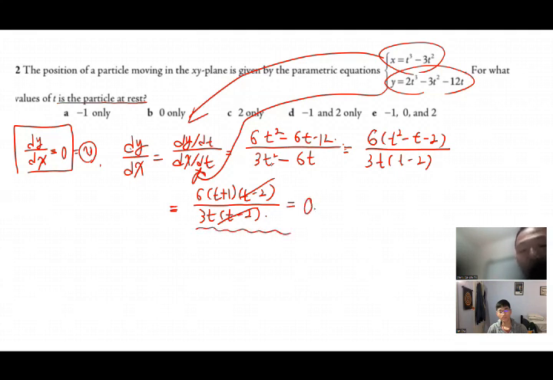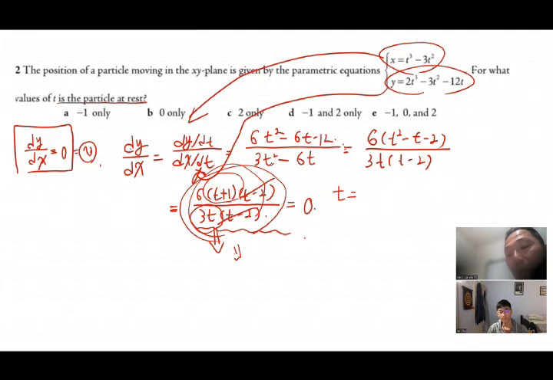So there are two possible solutions for this one. In order to have this velocity, which is the slope of the line, equal 0, the numerator must equal 0, because if the denominator equals 0, then the solution is undefined. So you don't want to set the denominator equal to 0.